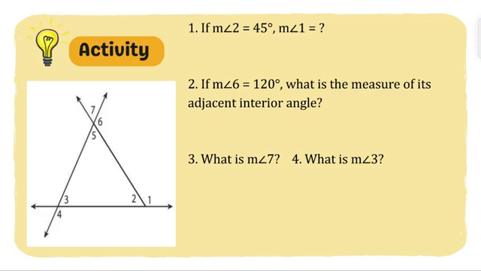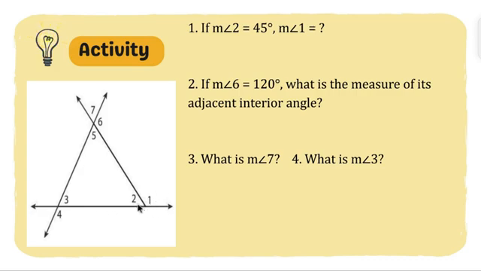Try to pause this video. You can answer this first, and then you can come back so we can discuss the answers. Okay, let us now discuss the answers. Number 1, if the measurement of angle 2 is equal to 45 degrees, what will be the measurement of angle 1? So, in our figure here, let's find out the measurement of angle 1.